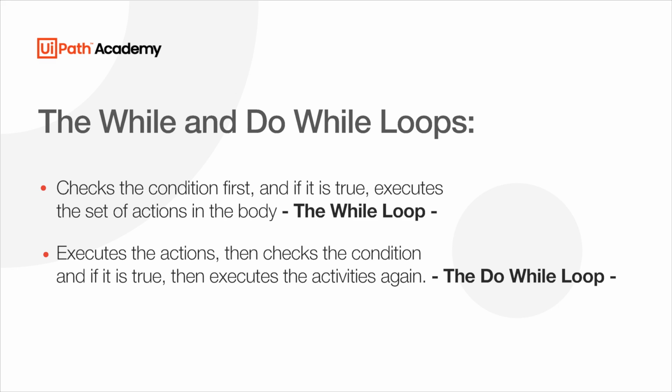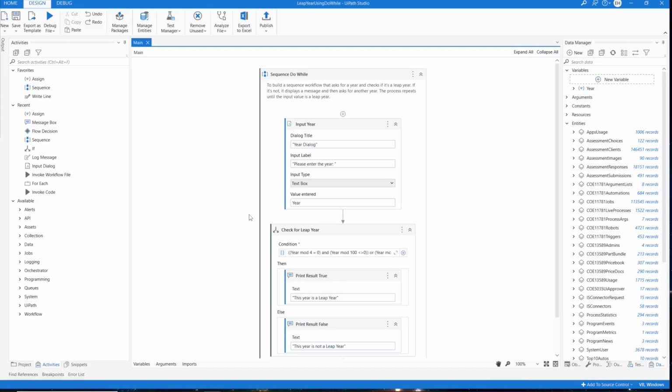The while loop checks the condition first, and if it's true, executes the set of actions in the body. On the other hand, the do-while loop executes the actions, then checks the condition, and if it's true, then executes the activities again. Remember the example we've used in the if statements lesson?